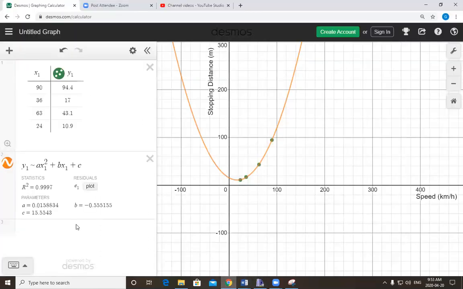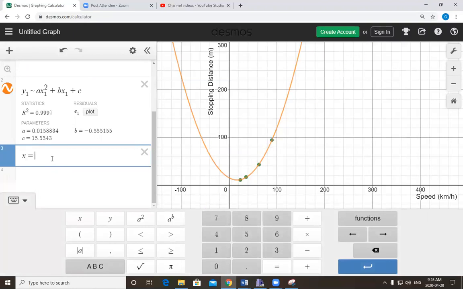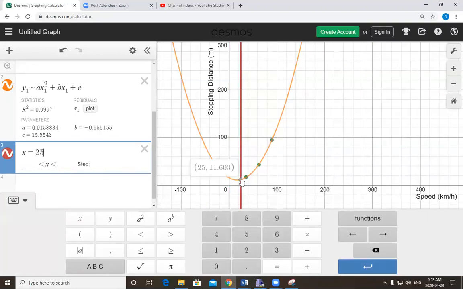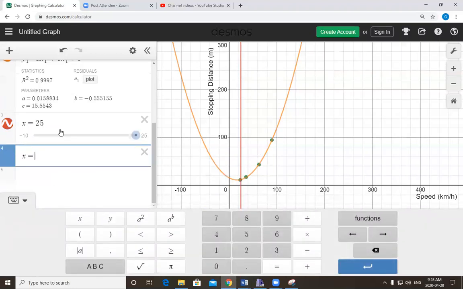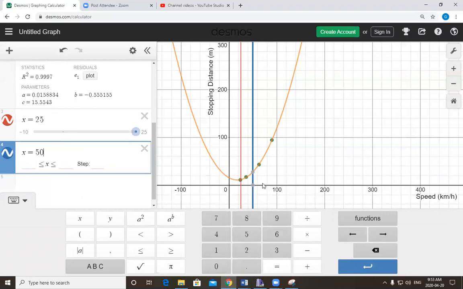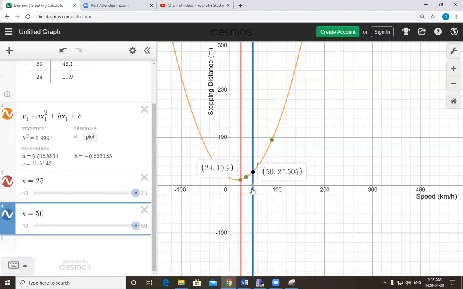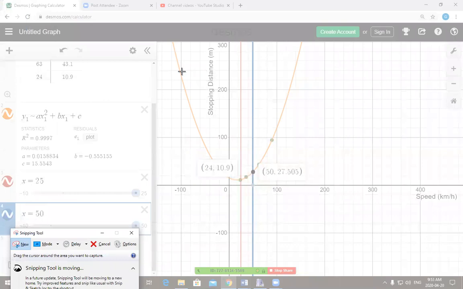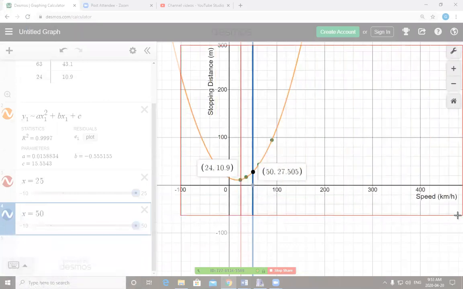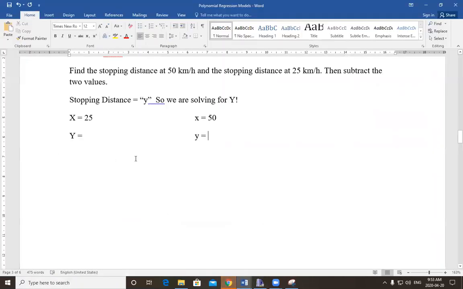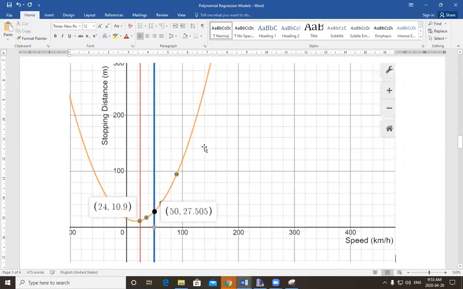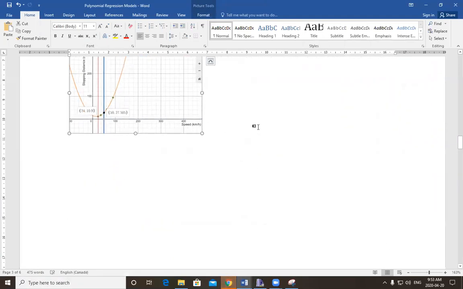Okay, so we'll go to the third line. We'll go x equals 25. Okay, and that's that point. And then on the next line, we'll go x equals 50, and we'll click on those 2 points. So those are the 2 points that we want, and we're going to snip this graph so that way we show our work. Copy it and we'll paste. Okay, so we have the graph.